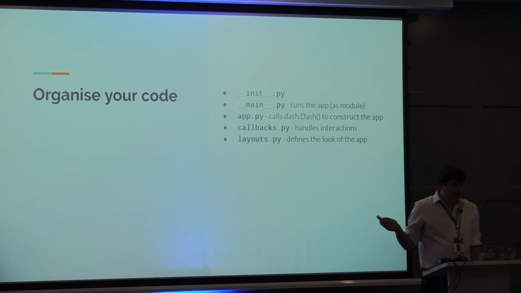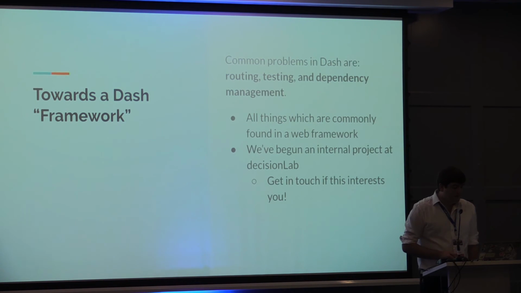So a standard layout that we might have here would just be we run the script as a module using a dunder main, and then we have callbacks and layouts split up, and that's separate from our app as well. One thing, a project that we're also working on at the moment, is to take some of the code that we have to manage building applications in Dash and build a sort of pseudo framework using it.